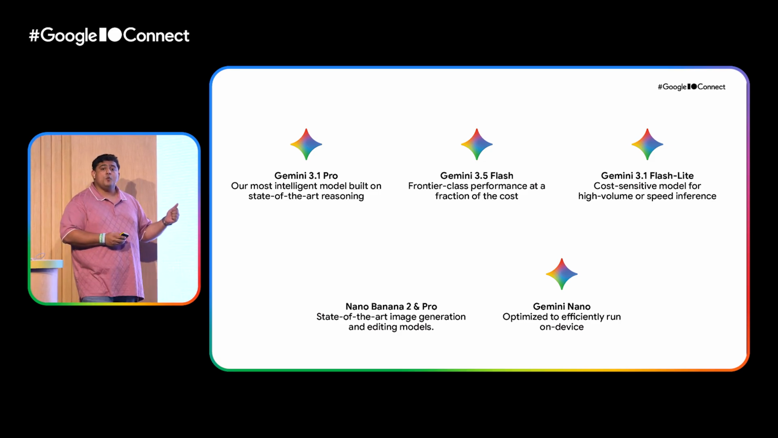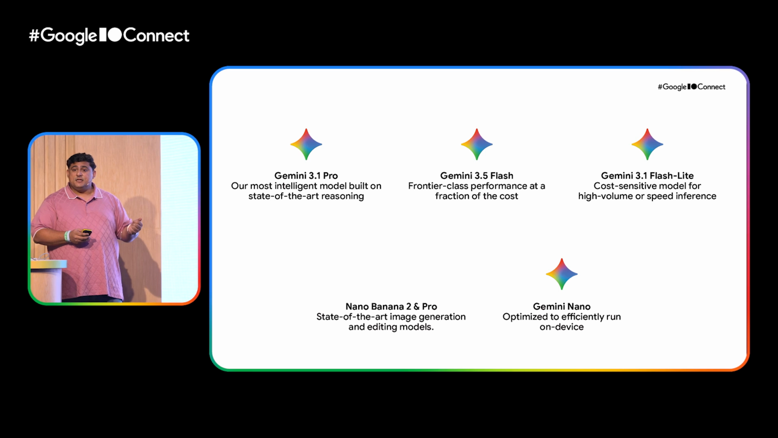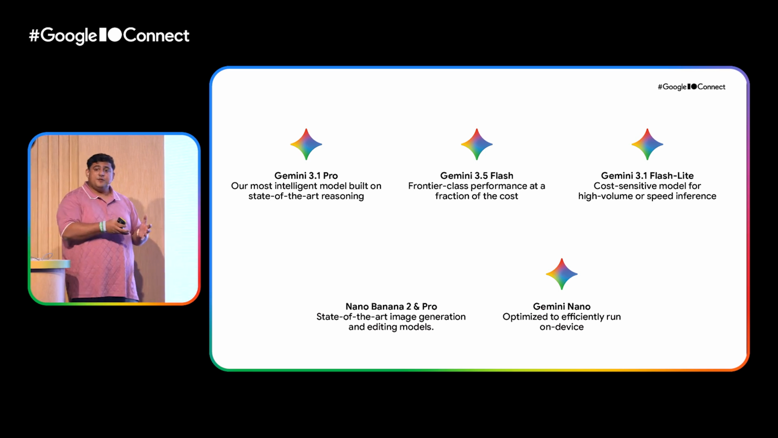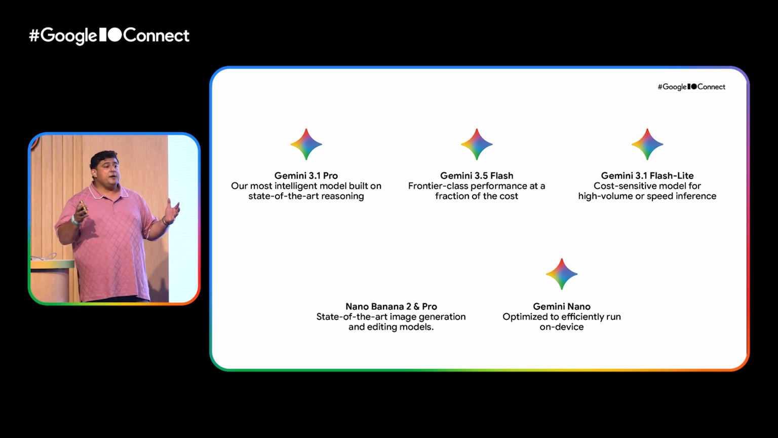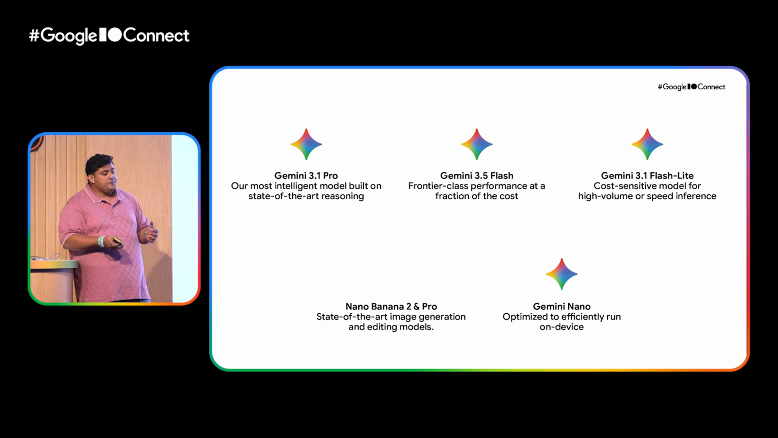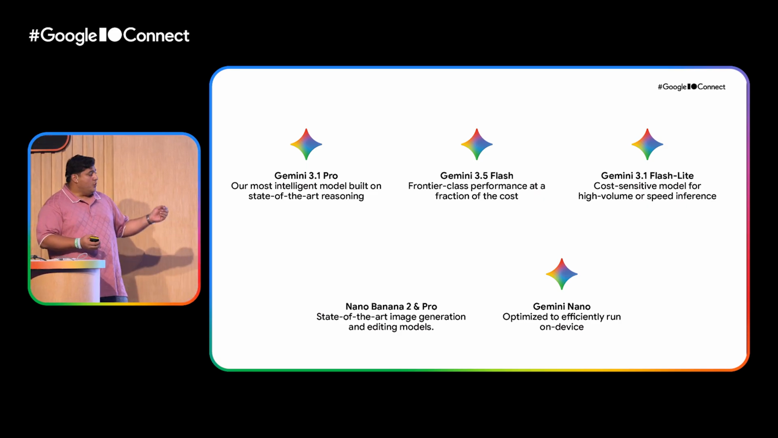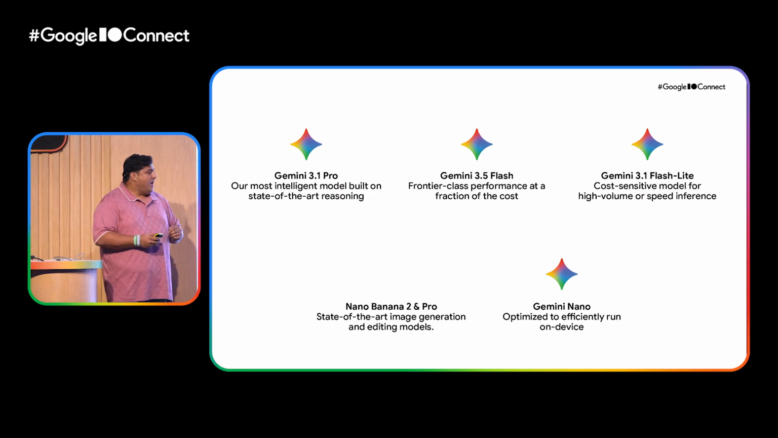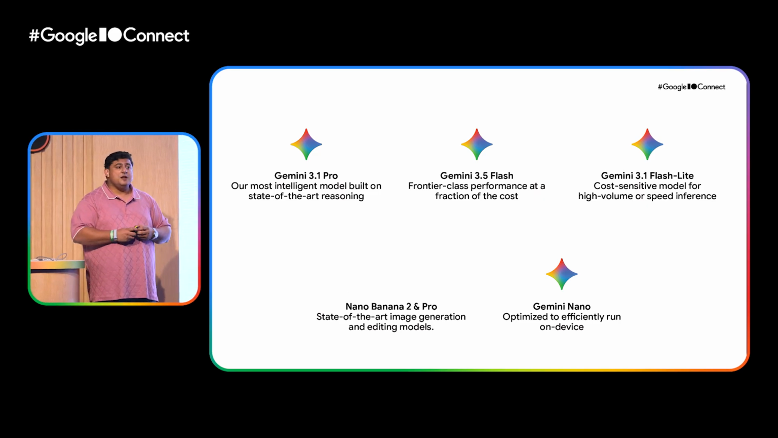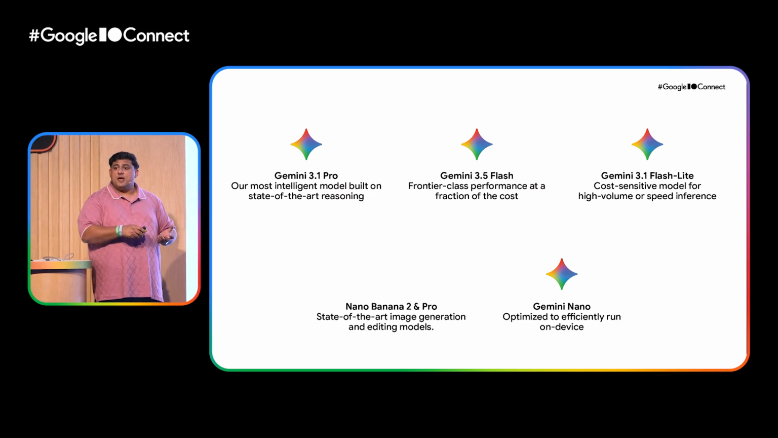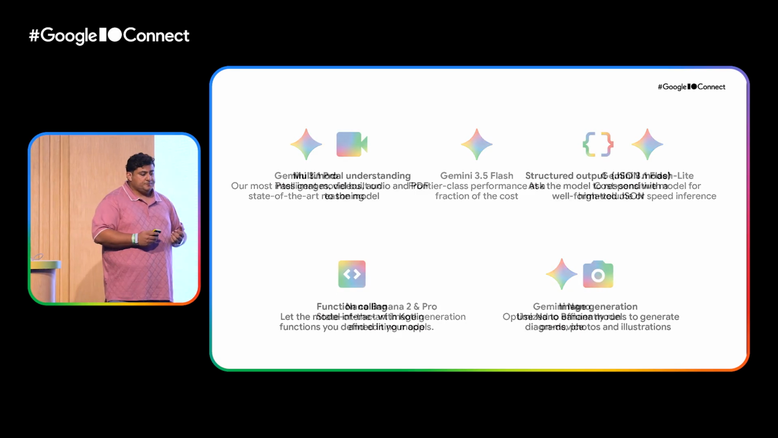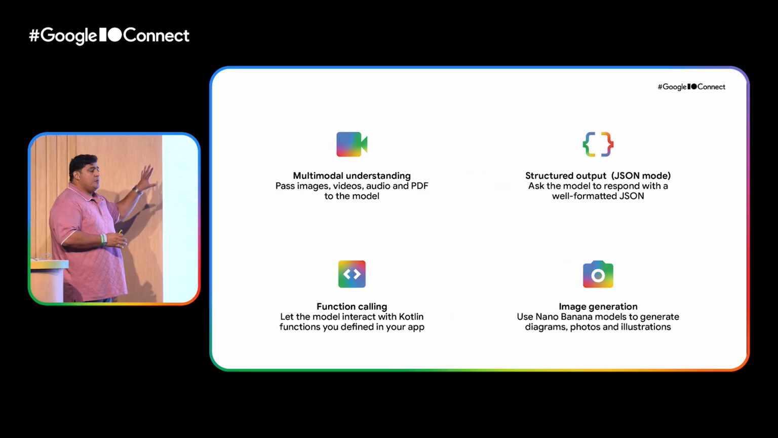We have the 3.1 Flash Lite, which is our really cost-effective model for bulk operations and speedy inference. When it comes to image generation and editing, we have our Nano Banana models. And lastly, we have Gemini Nano, which is running on-device efficiently and is supported by our flagship devices. These models are very capable.